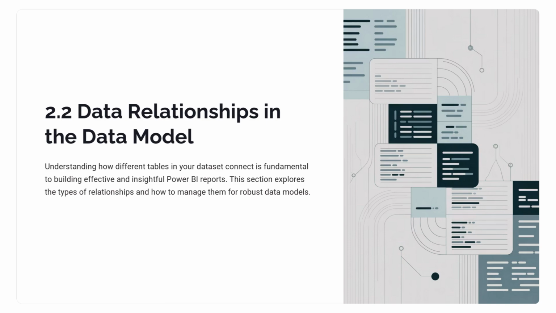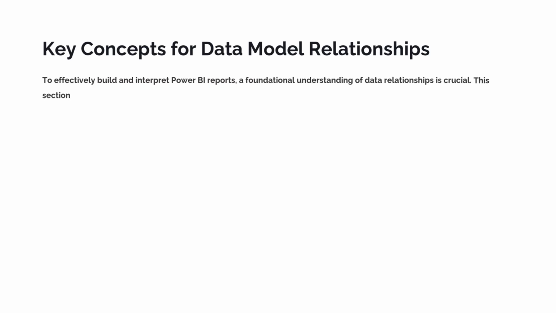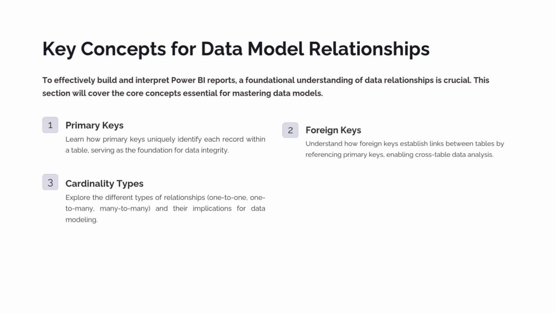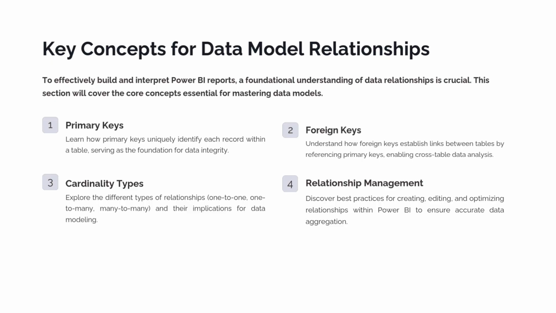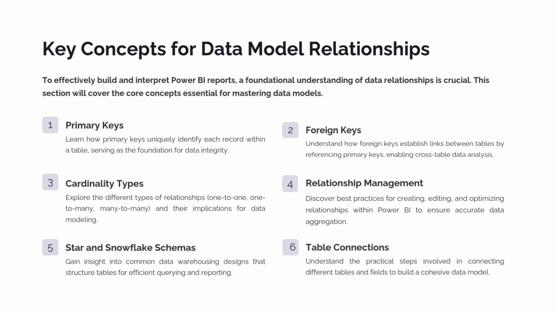To master data modeling in Power BI, there are 6 core concepts you must understand. First, primary keys, unique identifiers inside tables. Second, foreign keys, fields that reference those primary keys. Third, cardinality types, such as one-to-one or one-to-many. Fourth, managing relationships, including editing directions and activation. Fifth, schema designs, especially the star and snowflake schema. And finally, table connections, which is the practical skill of linking tables properly in the model.